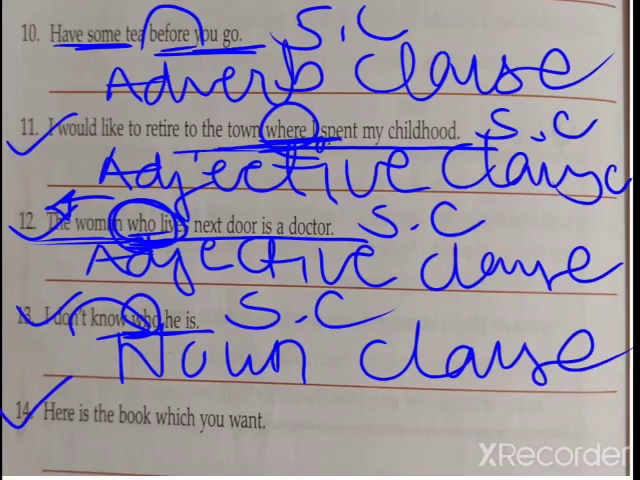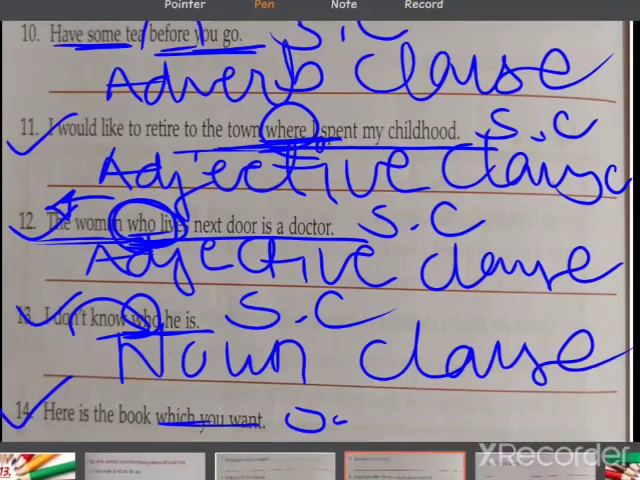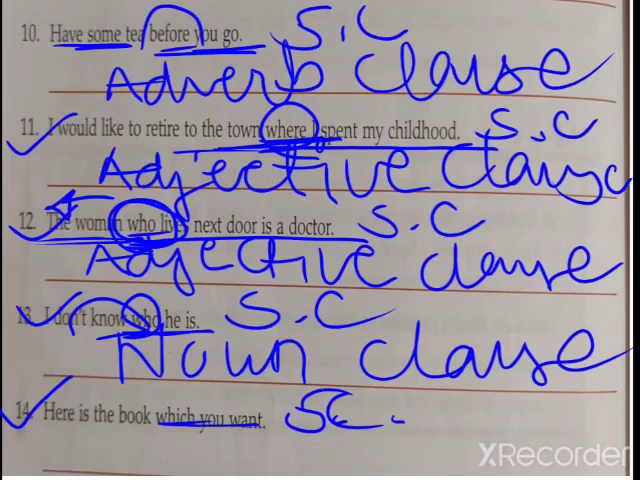Now look at here, number 14. Here is the book which you want. Which you want is a subordinate clause, and which is known as a subordinate conjunction. Here is the book, which is used for the book. So book is a noun. So here which clause will come? Adjective clause.